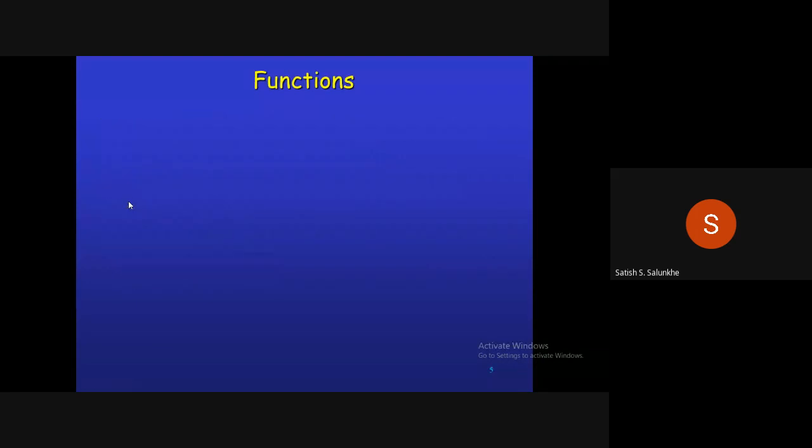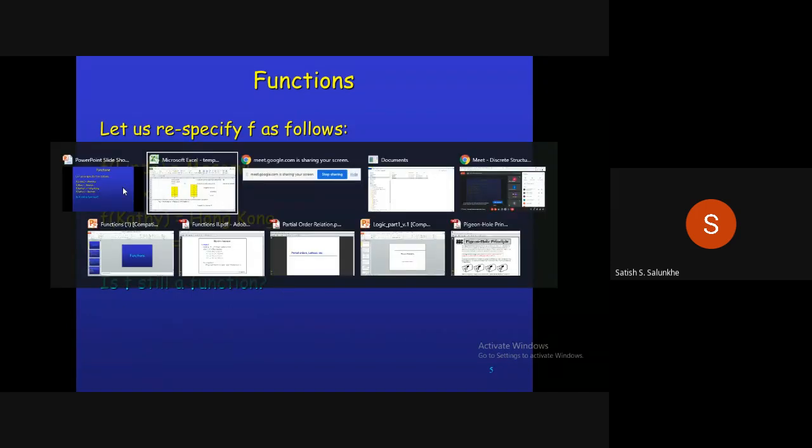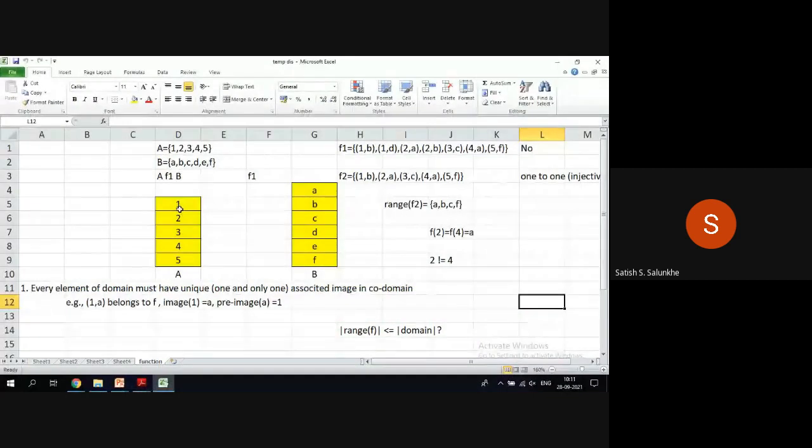Then we had a quick discussion related to when we say it is a function. When each element from the domain has a unique associated image, that is one and only one associated image in the codomain, then we say the given relation is a function.